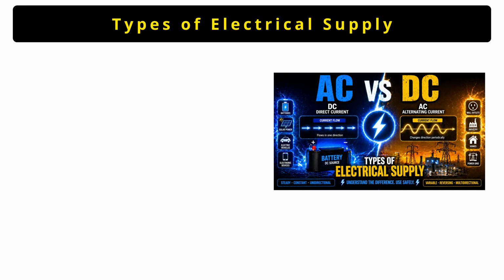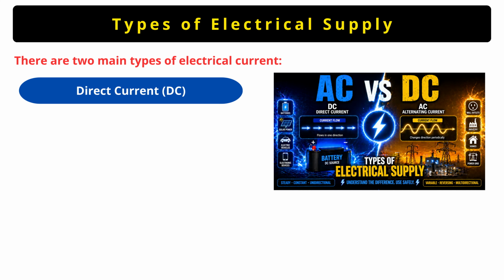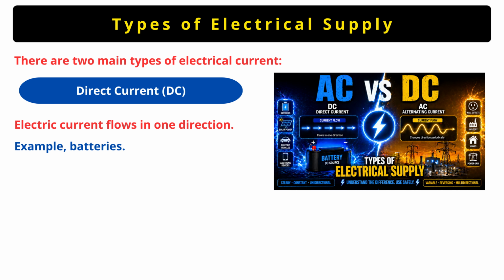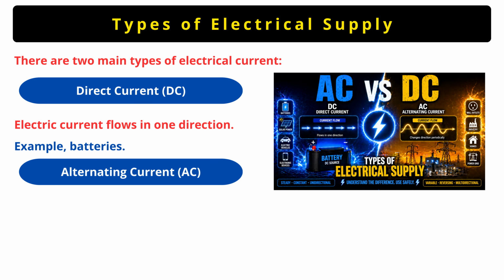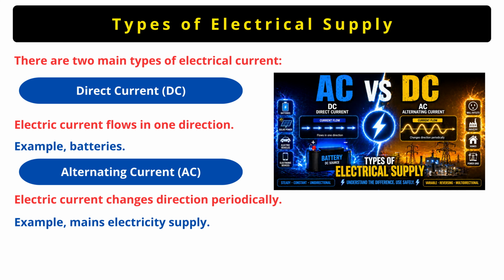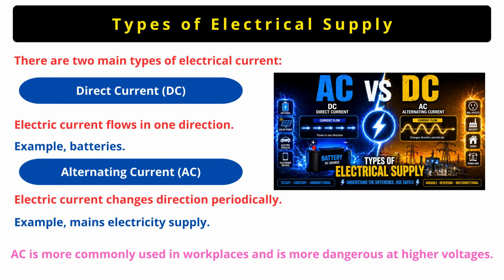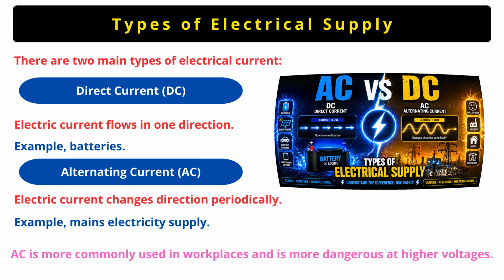Now let's talk about the types of electrical supply. There are two main types of electrical current. The first one is direct current, that is DC. Electric current flows in one direction, for example batteries. And the second one is alternating current, that is AC. Electric current changes direction periodically, that is called alternating current. Example like mains electricity supply. Alternating current is more commonly used in workplaces and is more dangerous at higher voltages.